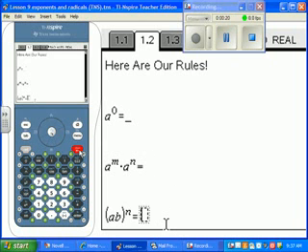I accidentally put the answers in already. Okay, so here are some of our rules. A to the 0 power. What is it? 1. Always? What's 0 to the 0 power? 1. What's macaroni to the 0 power? Do you get my point? Okay, it's always 1.